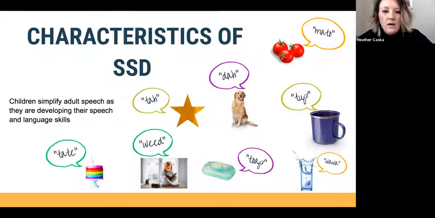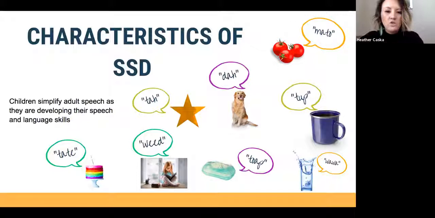Ta for star, so maybe they're having a hard time with those R sounds, but then they often will delete one of those consonants in their blend. So instead of star, it's tar, or top instead of stop. Again, tate for cake, taupe. Those sounds that have that continuous airflow, they might be stopping those. And then in more severe cases, they're still at that reduplicated stage where they are just reduplicating that first syllable. So again, these are very common characteristics of speech sound disorders that will be referred for speech.